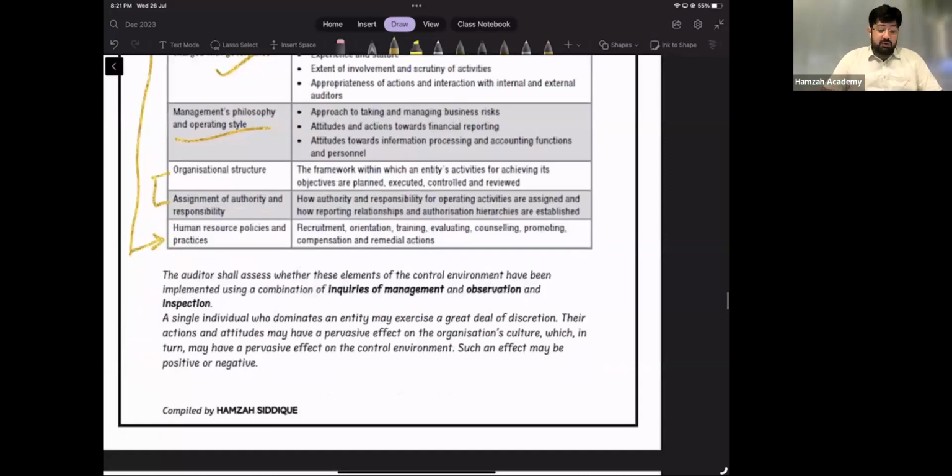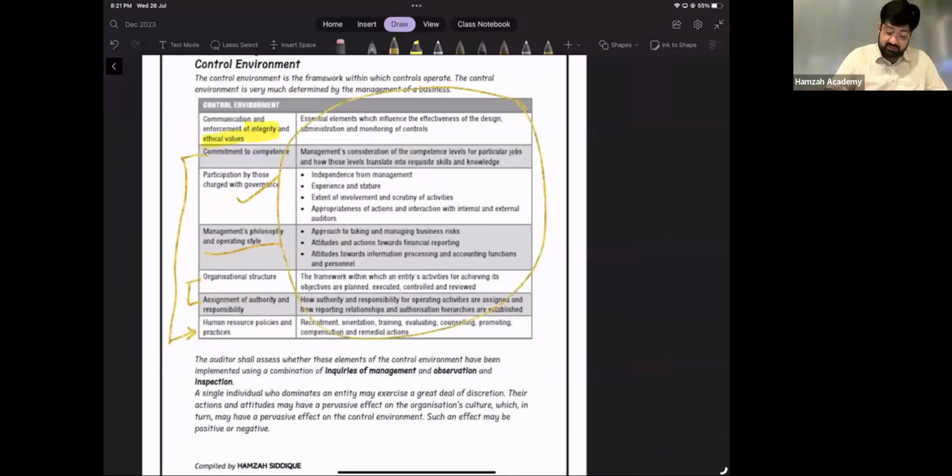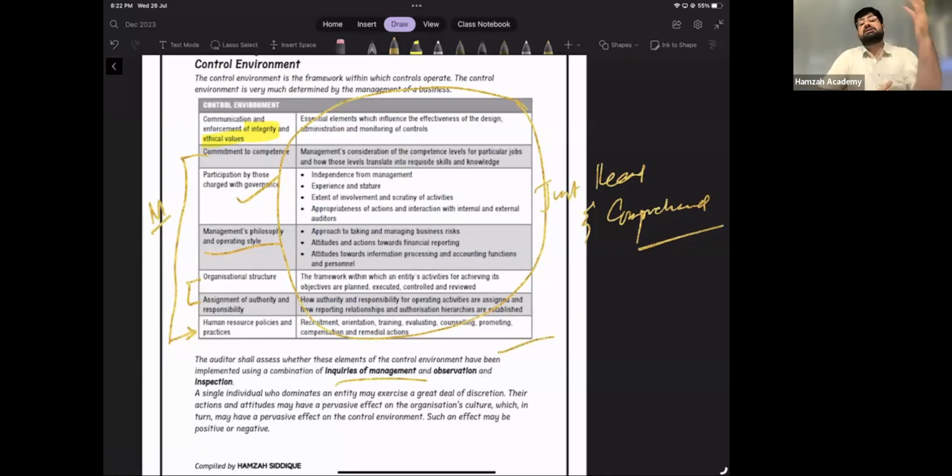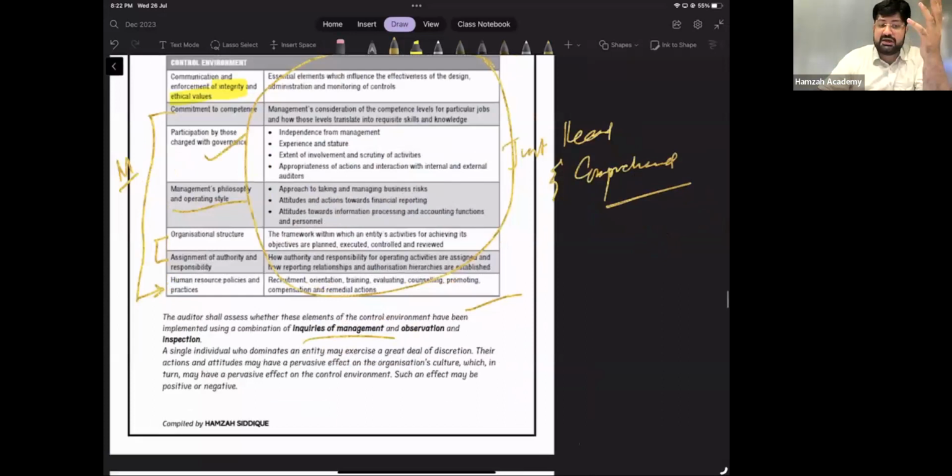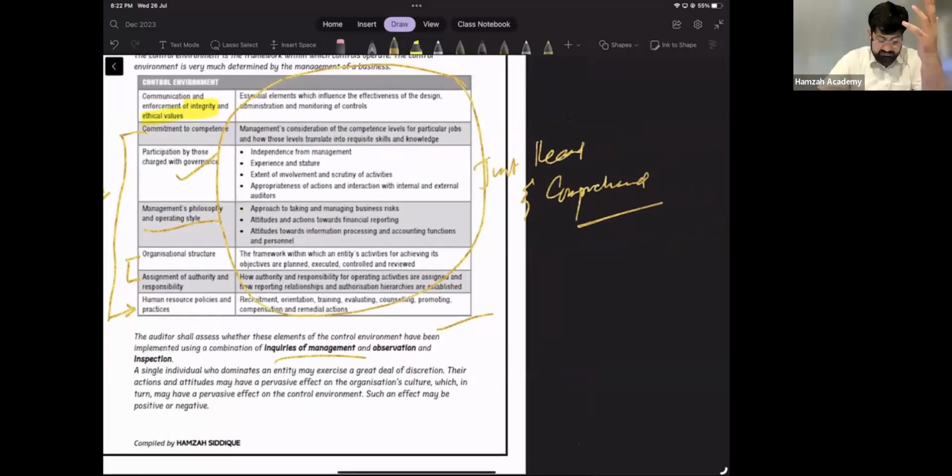Now, you do not have to memorize this side. This side has to be memorized. This one, just read and comprehend. Now, auditors shall obtain an understanding of all these components in the company: how good is the control environment? He will ask the management questions regarding all these things, he will observe how things are going on, and he will physically inspect documents over there.